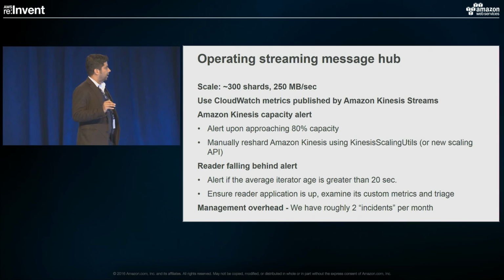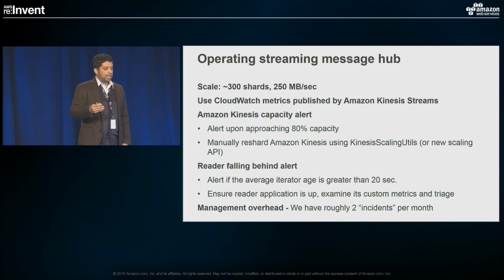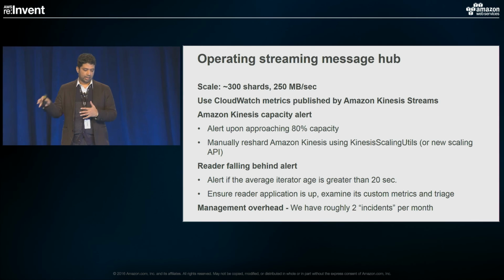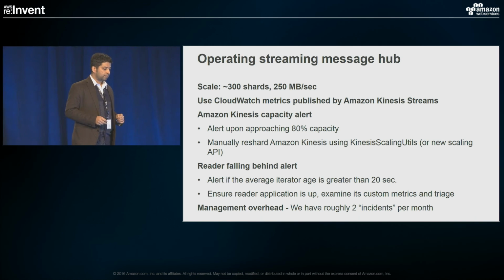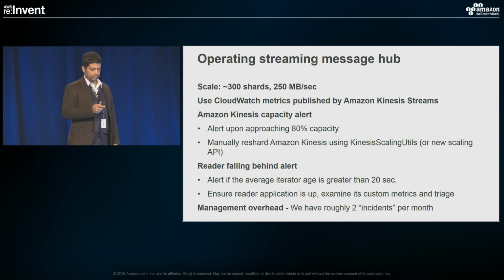The other alert that we pay a lot of attention to is how many seconds behind real time the current iterator is. If this goes behind 20 seconds, for instance, we raise an alarm. This alarm is pretty critical for us in order to maintain our latency SLAs with our customers. Usually when this alarm fires, it means that there's a problem in the reader application that requires immediate triage. In terms of overhead of management, we roughly receive about 2 alarms in a month, and most of the time it's the capacity alert because our service is growing and therefore we're running out of capacity on the stream.